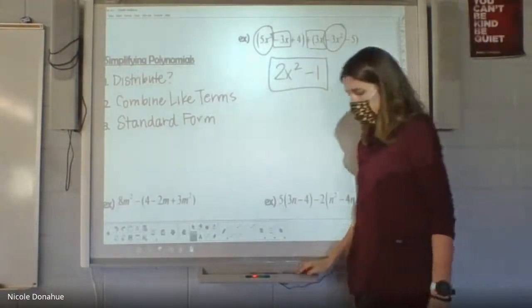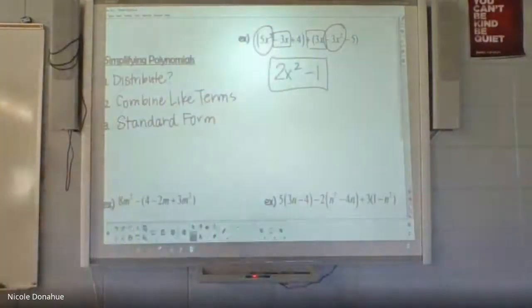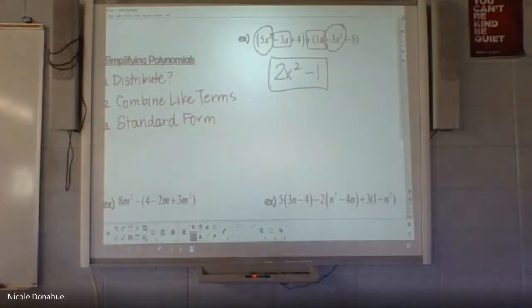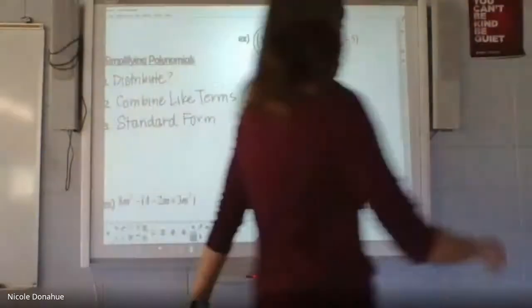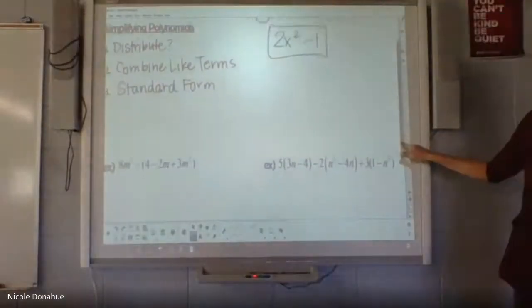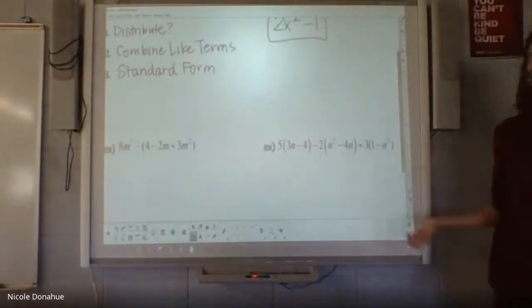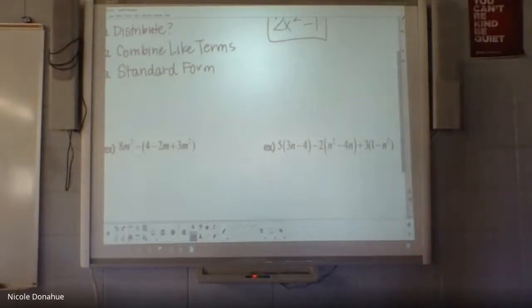That was nice. All right, so the ones down on the bottom, the next couple, they ask me to distribute first. We want to distribute before we do anything else. Be careful in this example over here, the 8m to the second. What's being distributed? The negative. The negative, very good.